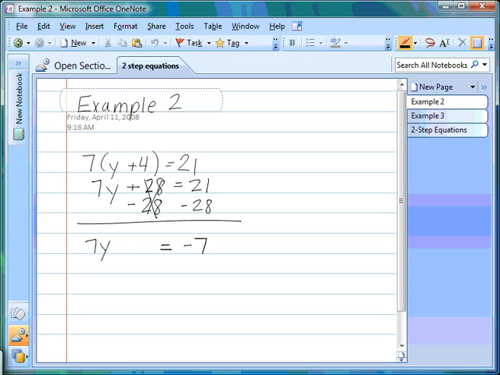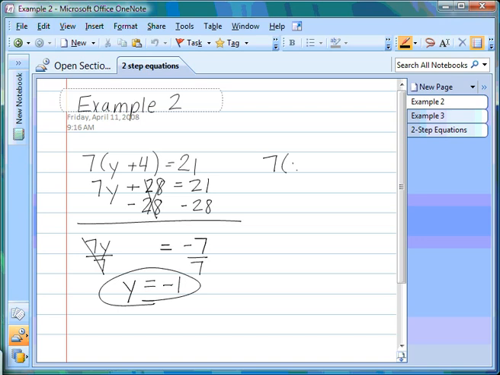Now we need to get rid of this 7 that's with our y. Right now it's being multiplied, 7 times y, so to get rid of it we need to divide out. So we divide by 7 on both sides of the equation. From left to right, our 7's cancel, we keep our y, bring down our equal sign, and negative 7 divided by 7 equals negative 1. That's our solution.